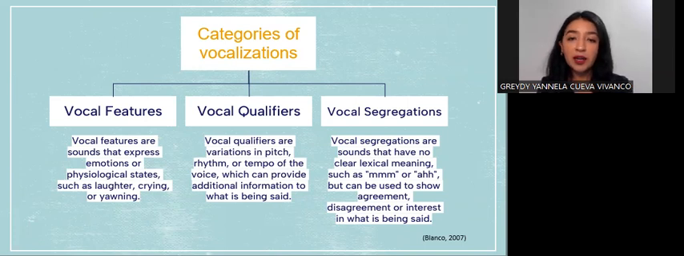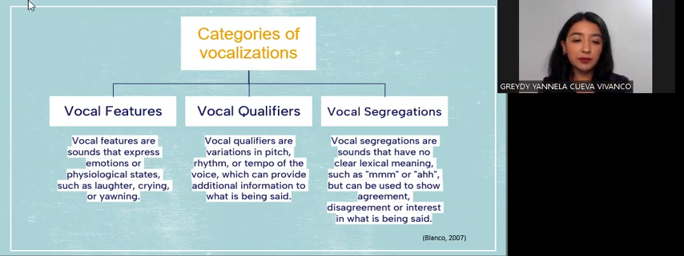Vocal features are sounds that express emotions or physical states such as laughter, crying, or yawning. Vocal qualifiers are variations in pitch, rate, or tempo of the voice, which can provide additional information to what is being said. Finally, vocal segregates are sounds that have no clear lexical meaning, but can be used to show agreement, disagreement, or interest in what is being said.